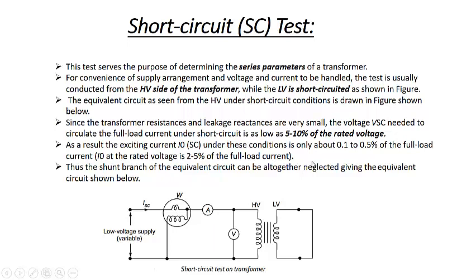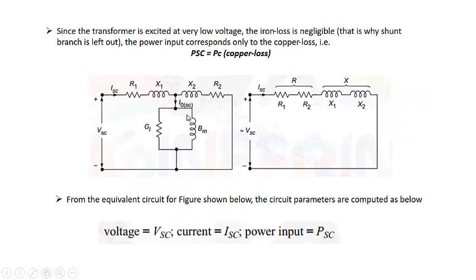So it is good, accurate practice to neglect the parallel branch while doing this test, because there will be a negligible voltage drop produced by this current, and we can assume the parallel branch is not there, because it is not drawing much current. Thus the shunt branch of the equivalent circuit can be altogether neglected, giving the equivalent circuit shown below. Almost zero current flows through it, so it is as if it is open circuited.